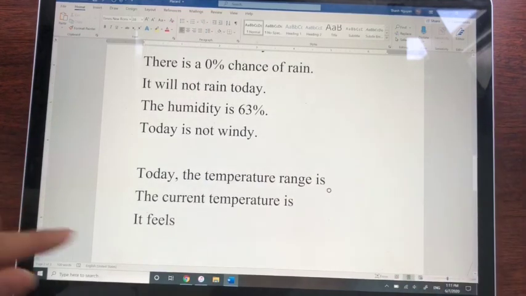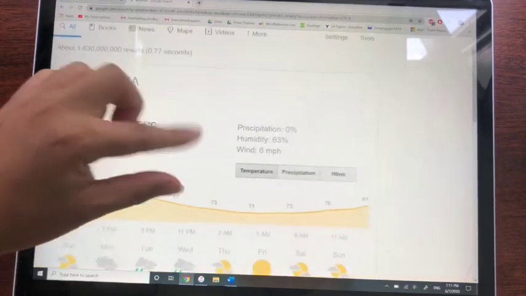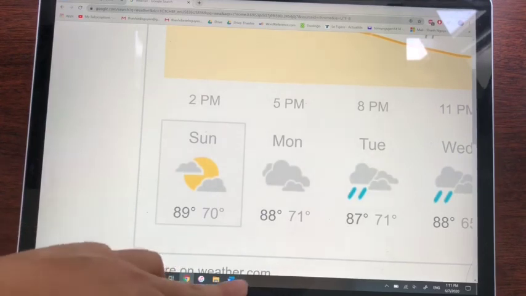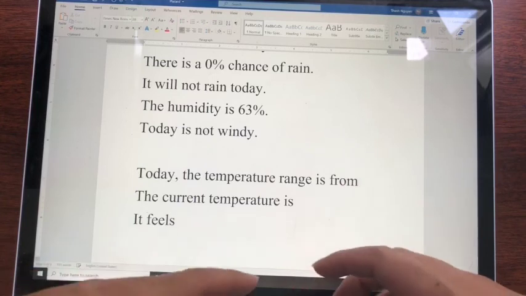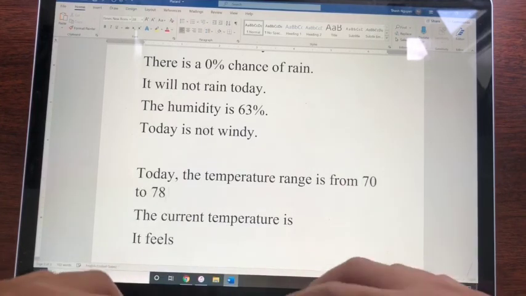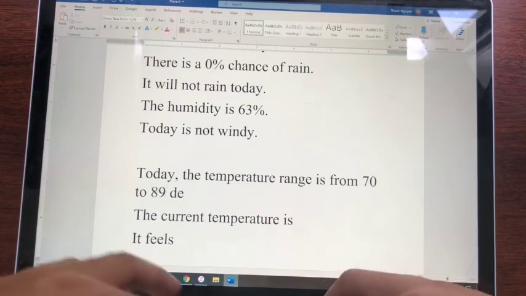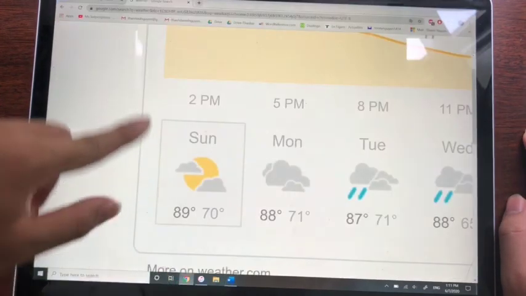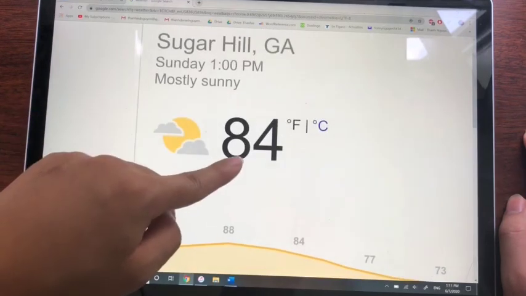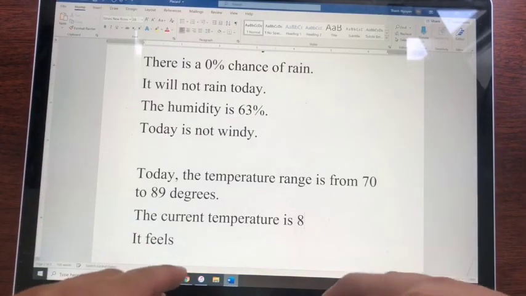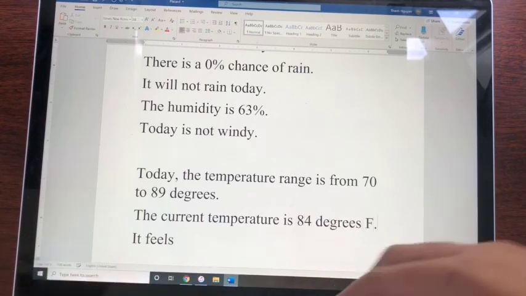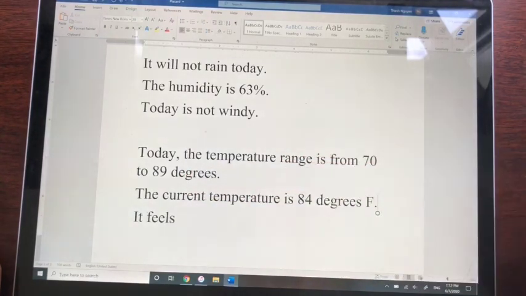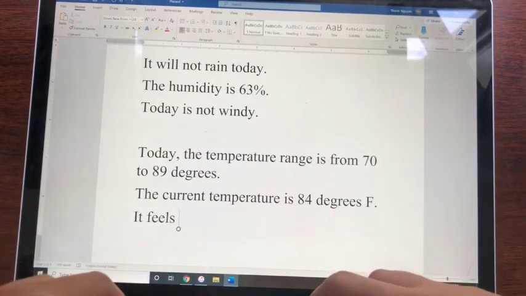Today, the temperature range is between 70 and 89 degrees. So the temperature range is from 70 to 89 degrees. The current temperature is 84 degrees. Remember, the current temperature is always between the low temperature and the high temperature. It feels hot.